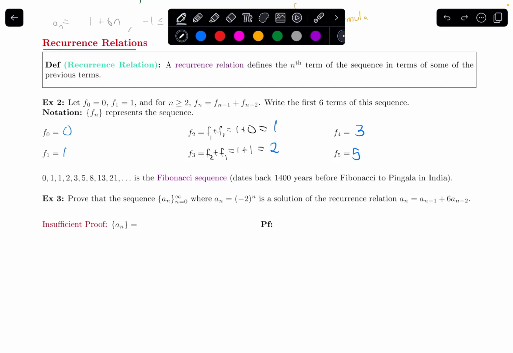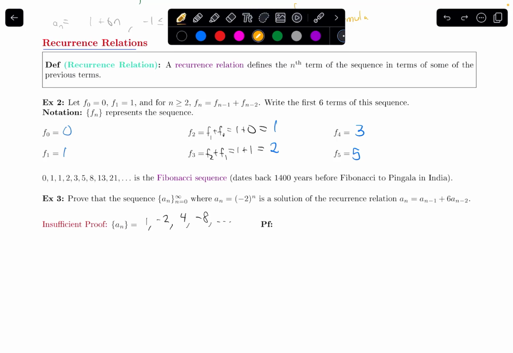If I write out some of the terms of the sequence, starting at n equals 0, (-2) to the 0 is just 1. (-2) to the 1 is -2. (-2) to the 2 is 4. To the third power would be -8, and so on. So those are the terms of this sequence. And what I'm first going to do is give an insufficient proof of why this is a solution to that formula. So let's test this out for a couple of the values here.